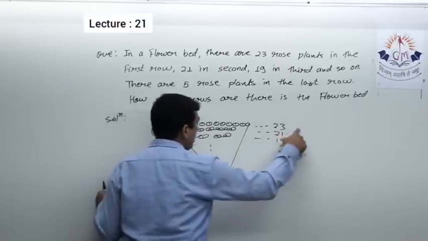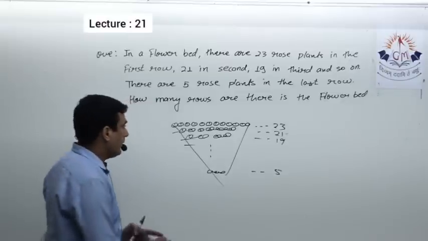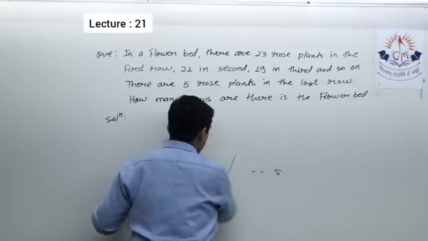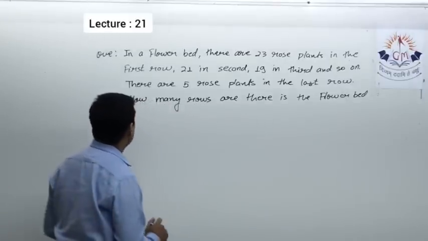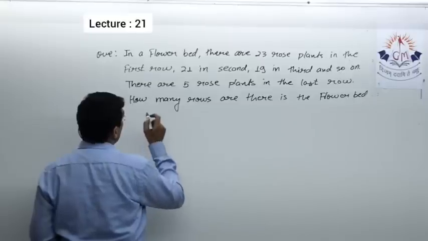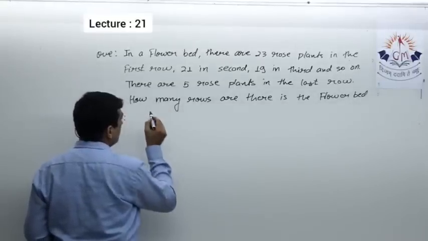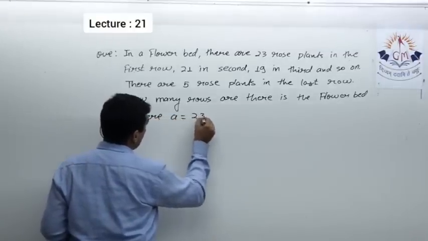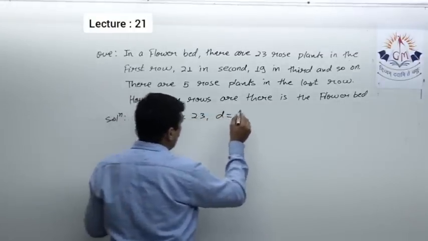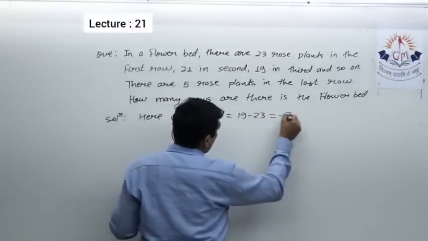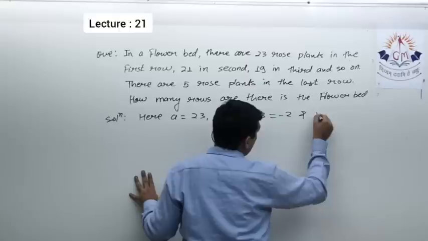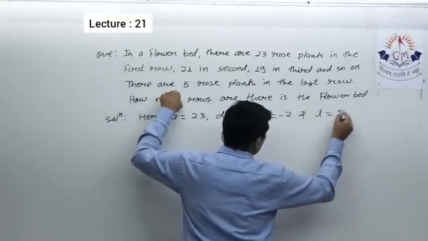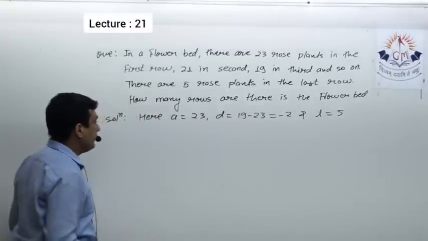So here a is 23, and d is 21 minus 23. So I'm directly writing here a is equal to 23, d is equal to 19 minus 23, that is -2, and for the last row there are 5, so we'll say l is equal to 5.